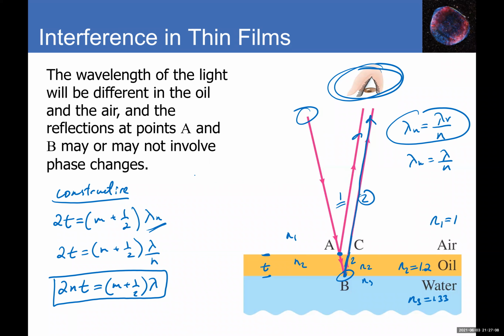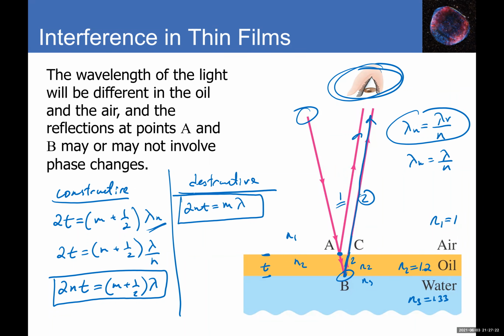But then we can also have the destructive interference condition. For that, what we'll see here is 2nt equals m times lambda, and that will be the condition for destructive interference. Now, m is the order, equal to 0, 1, 2, 3, for both of them. So both will basically undergo that.